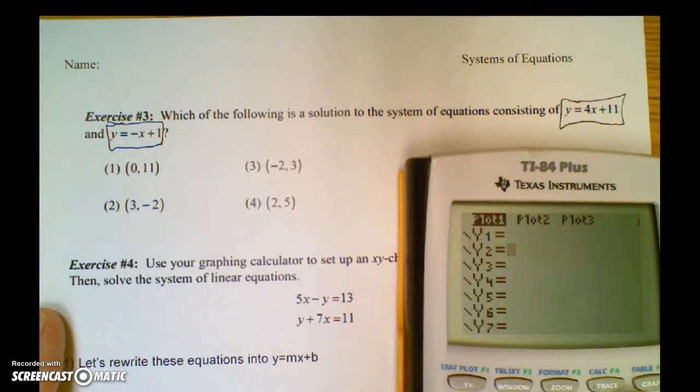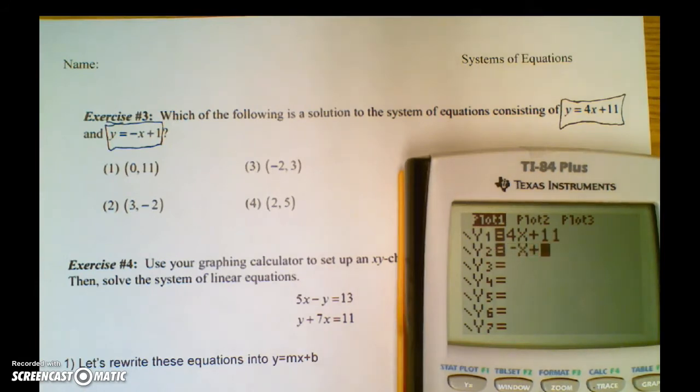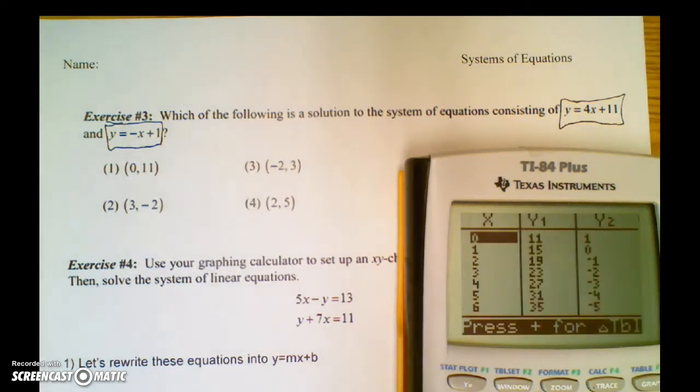So I'm going to clear out the screen and just type in my two equations. My first one will be 4x plus 11, and then -x plus 1. So I just typed in each one. This is y1, and I made this one y2. Hit second table, or second graph, and now we can compare.